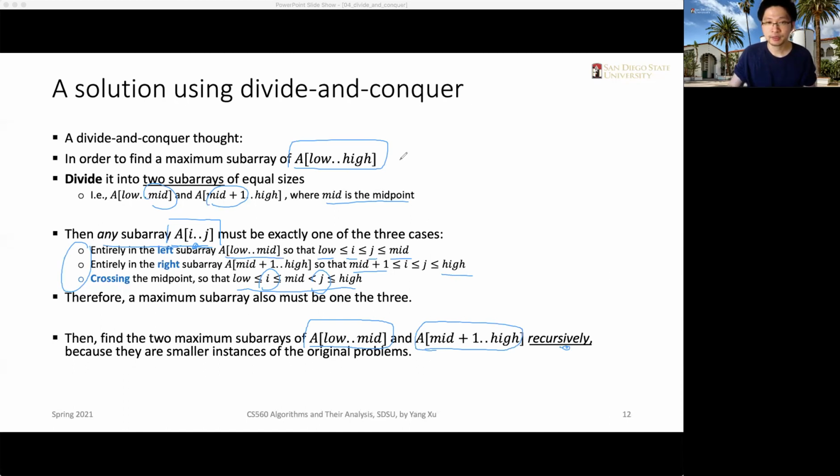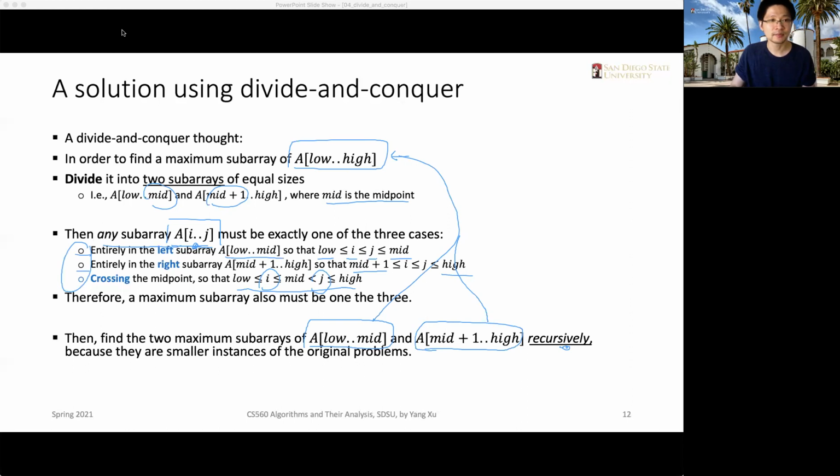Remember the original problem is to find the maximum subarray from low to high, but now we simply divide it into 2 subproblems, which is from low to mid and from mid plus 1 to high. But they are still the same problem, right? We want to find the maximum subarrays within left and within right, right? That's for the first 2 cases.